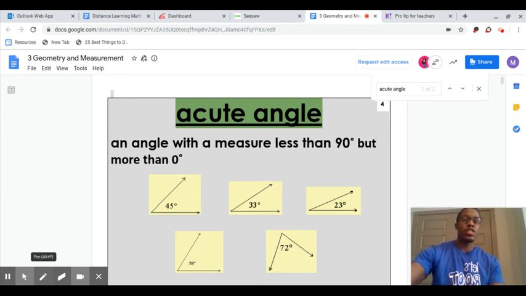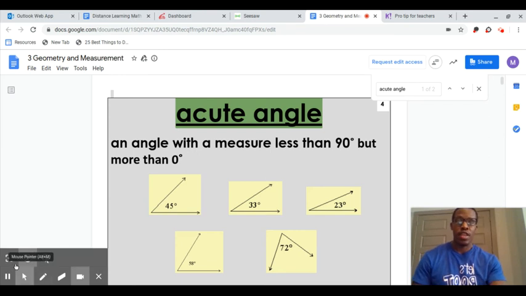Lastly, who can tell me the definition of an acute angle? Quick hint, the answer is right on the screen. If you answered less than 90 degrees, you are 100% correct. So first, let's explore the acute angle.